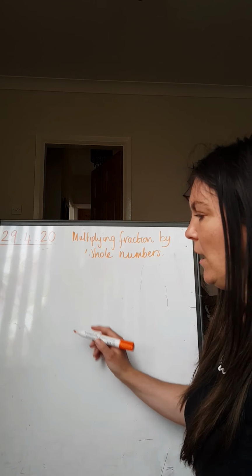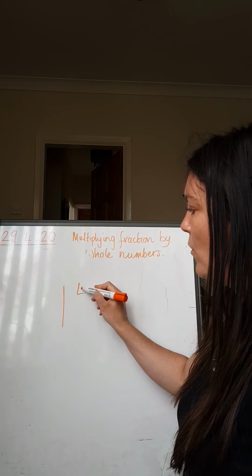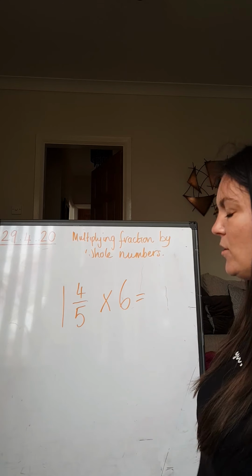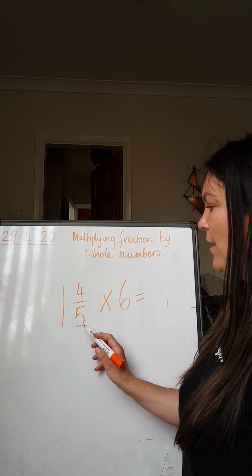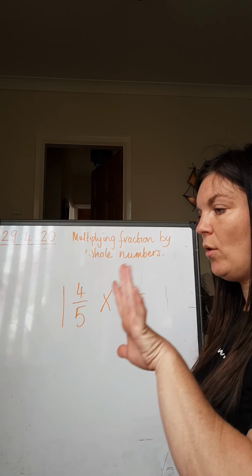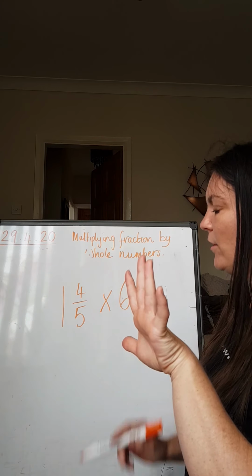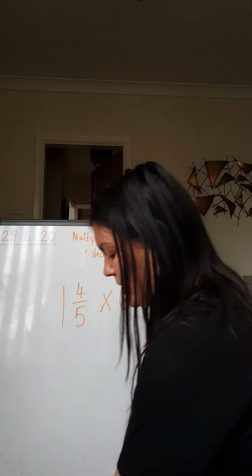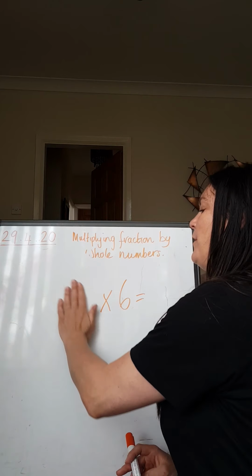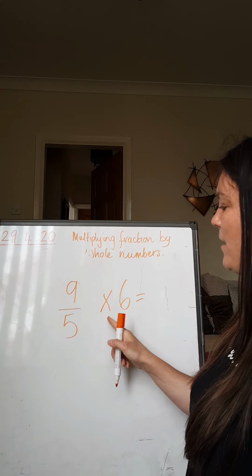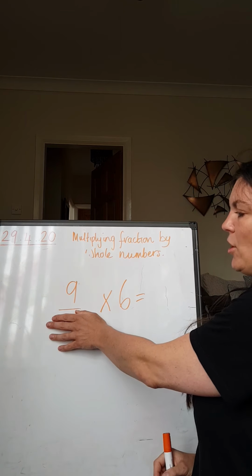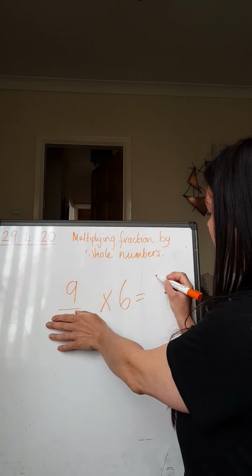Right. And 1 and 4/5. This is question number 12. Times 6. So first step, remember, change that into an improper fraction. I've got fifths, I've got a whole, so I've got all 5 of them. Then I've got the 4 at the top, so 5 add the 4 is 9. So 9/5 is my new fraction. And I want to times by 6, so multiply by the top. 9 6s are 54.